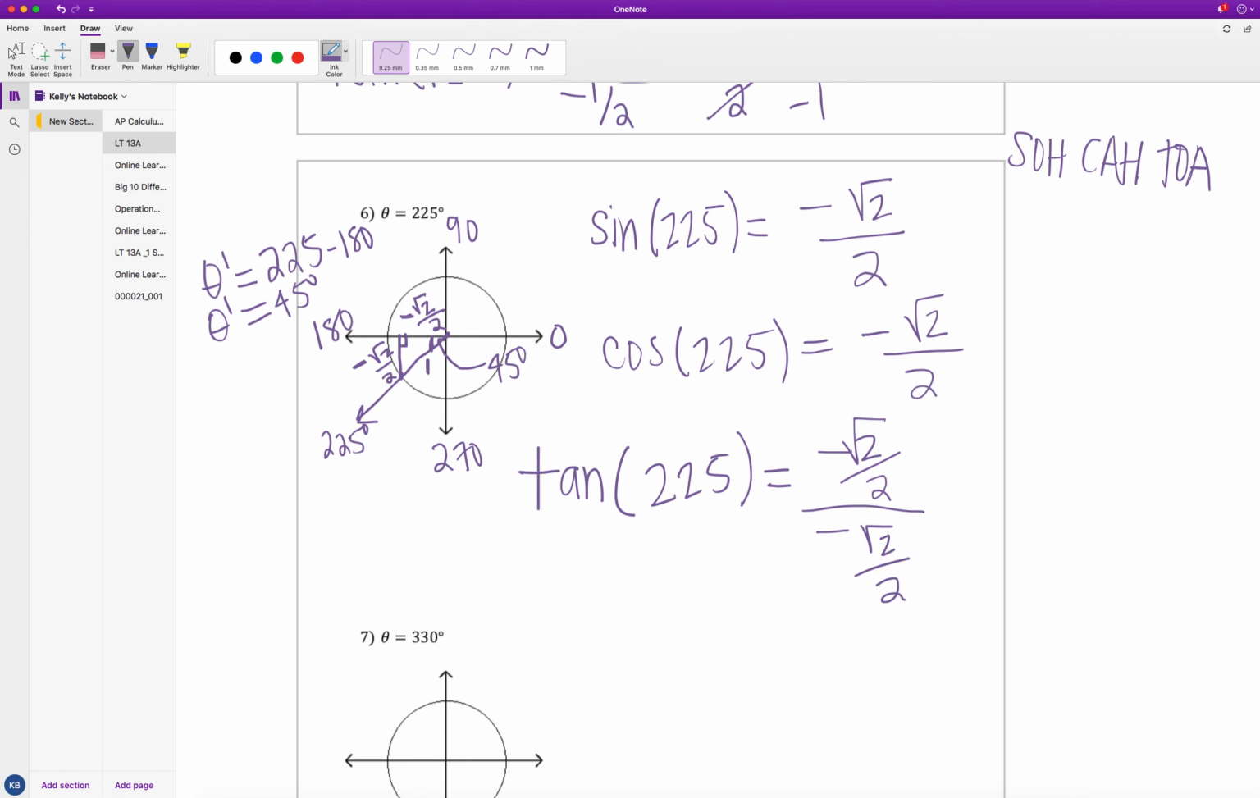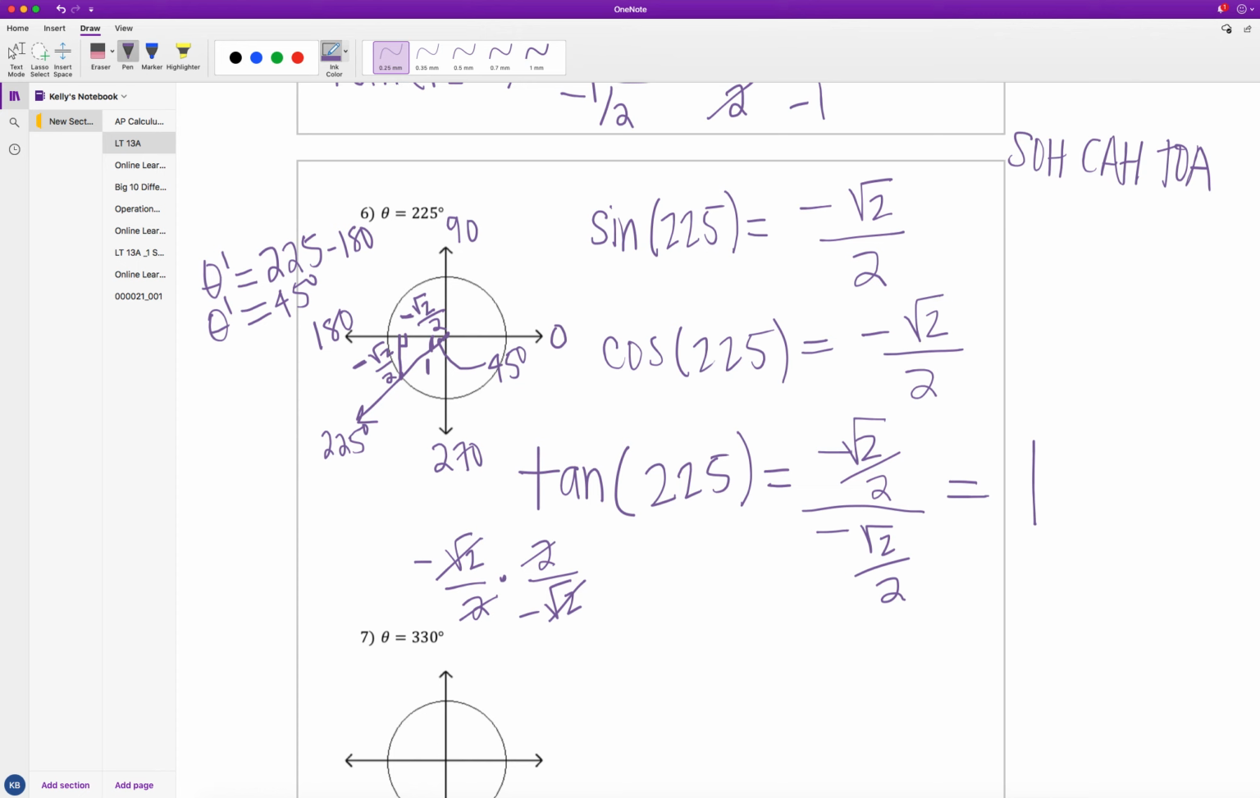When I have a number over itself, that's always going to be equal to 1, and it's going to be positive because I have a negative divided by a negative. Now, if you don't believe me, we can write that out and multiply here by the reciprocal, and what ends up happening is the 2's cancel, and so do the root 2's, and the negative times a negative makes it a positive.